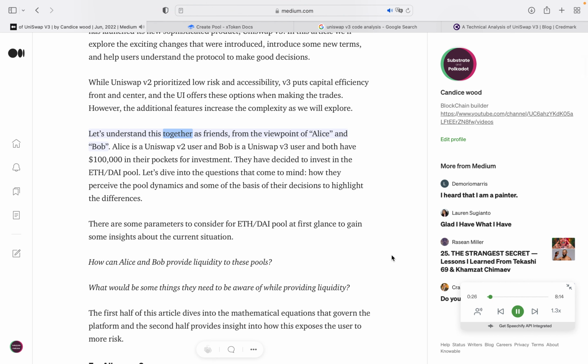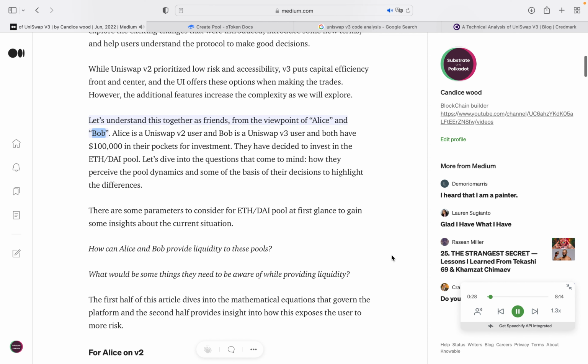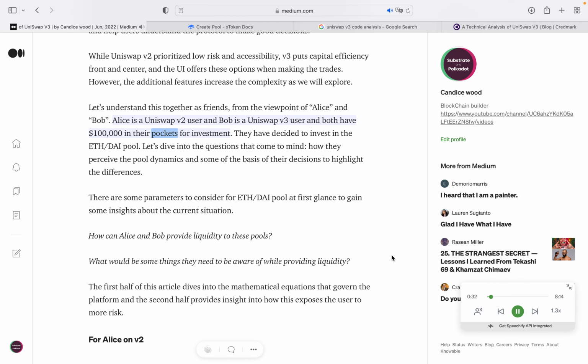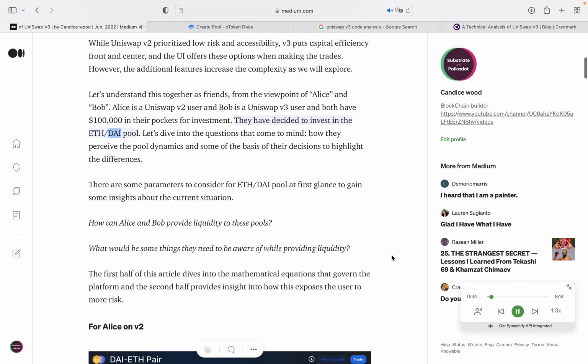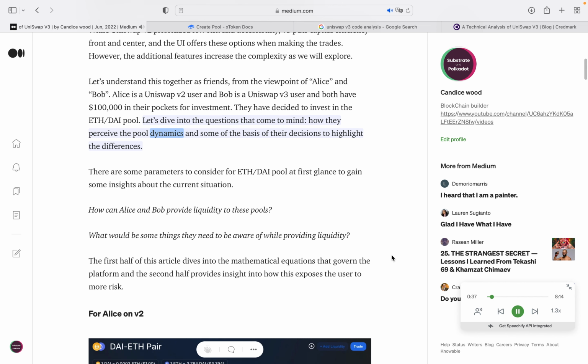Let's understand this together as friends, from the viewpoint of Alice and Bob. Alice is a Uniswap v2 user and Bob is a Uniswap v3 user, and both have $100,000 in their pockets for investment. They have decided to invest in the ETH/DAI pool. Let's dive into the questions that come to mind, how they perceive the pool dynamics, and some of the basis of their decisions to highlight the differences.